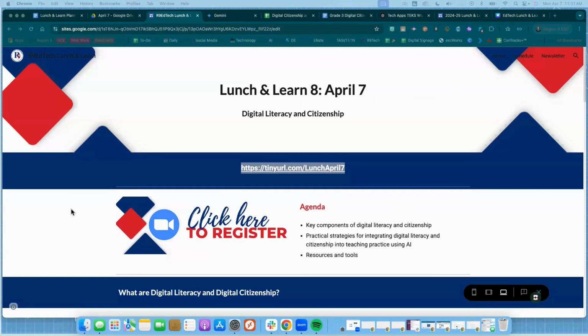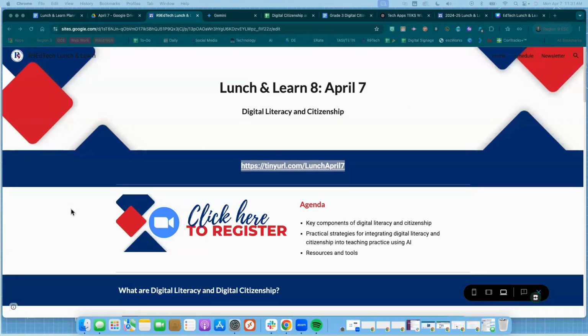And so today we're just going to talk a little bit about what digital literacy and citizenship is and how that fits in with our standards here in Texas, and then how we can use some tools to create lessons that meet those needs in the classroom.